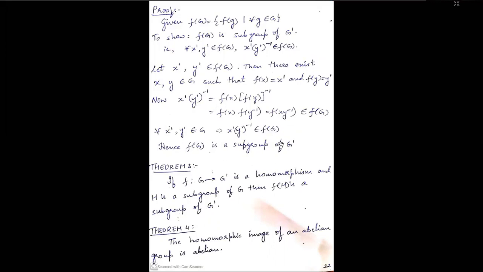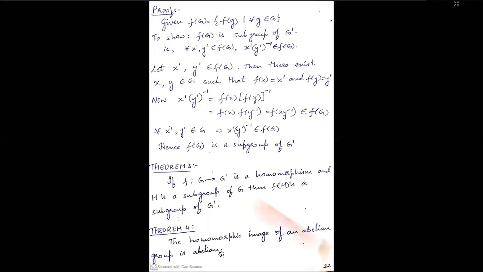Here, you need to show that if f from G to G' is a homomorphism and H is a subgroup of G, then f of H is also a subgroup of G'. Under the same argument, in place of G, you replace it with H. You get back the same result. Similarly, you can also prove that the homomorphic image of an abelian group is also abelian.